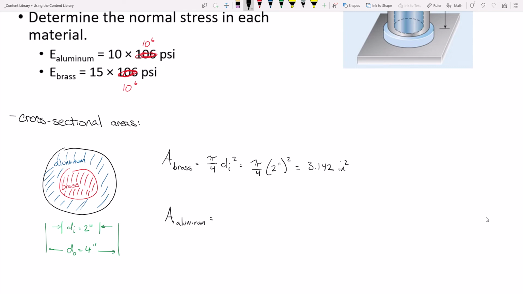So the aluminum, you remember, this is a pipe. Remember how we compute the area of a pipe? We take pi over 4 times d naught squared minus di squared. So what do we got? 9.42 square inches. There you go. 16 minus 4 is 12, over 4 is 3, so 3 pi. And 3 pi is 9.425. Okay.